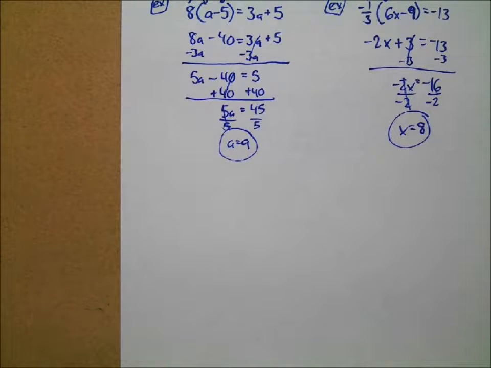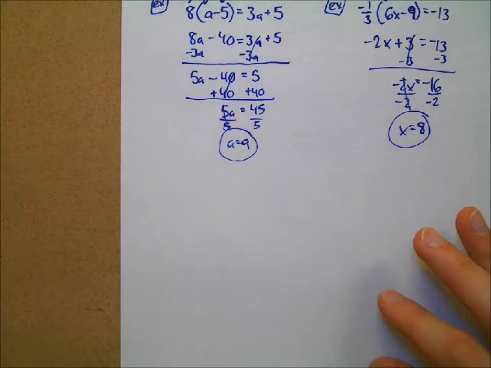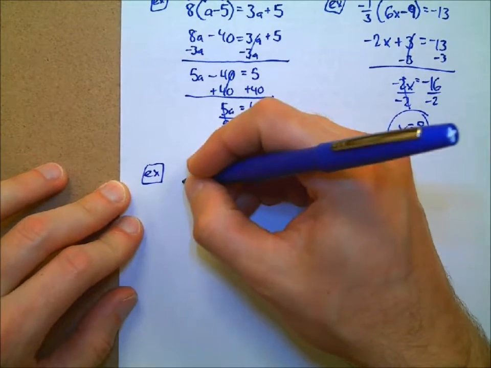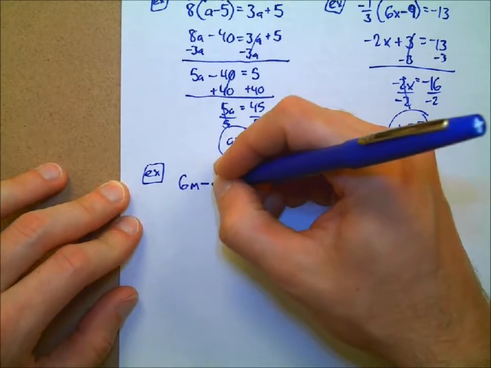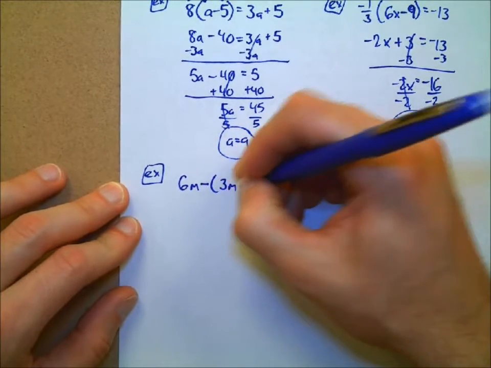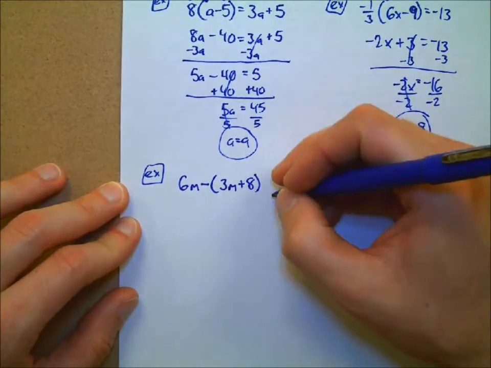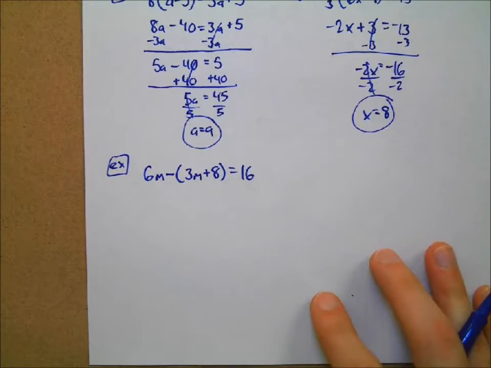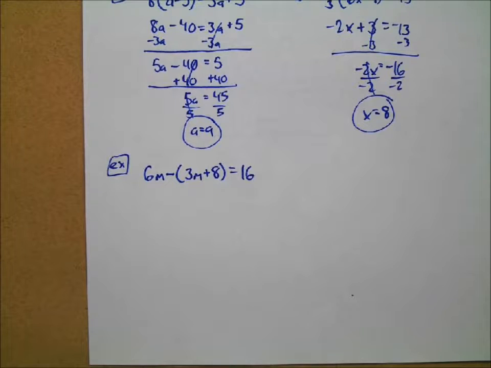All right. Let's do something a little bit more. Let's kick it up a notch here. Let's see what we can do. So how about 6m minus 3m, the quantity 3m plus 8 equals 16. So you might want to look at how I'm writing there because the way I read it may have been a little confusing. 6m minus the quantity 3m plus 8 equals 16. Okay?